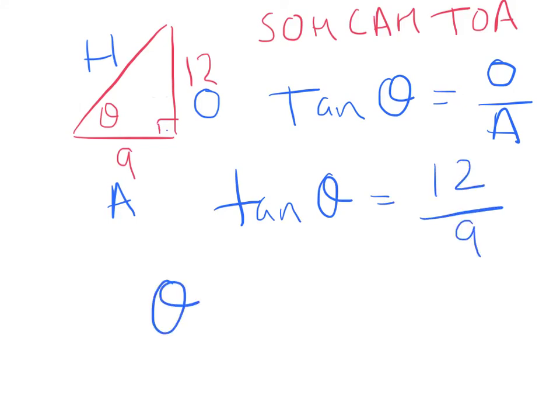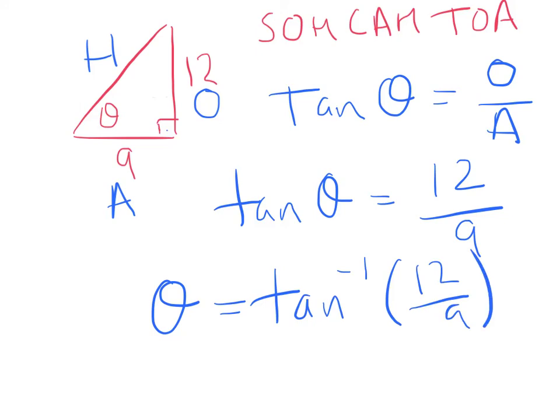And to find my angle I always use inverse if I want to find the angle. So it's inverse tan, which I write as tan minus 1, 12 over 9. And when I put that into my calculator, I get 53.1 degrees.